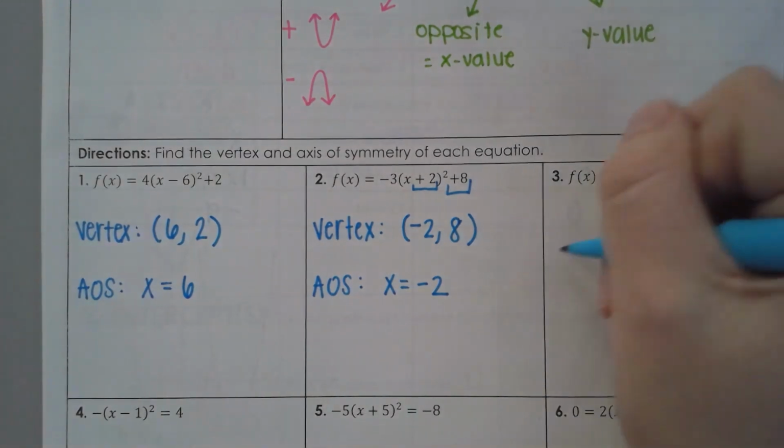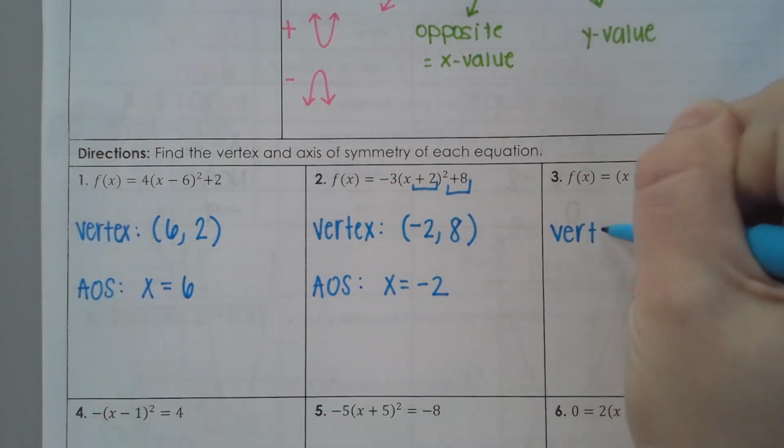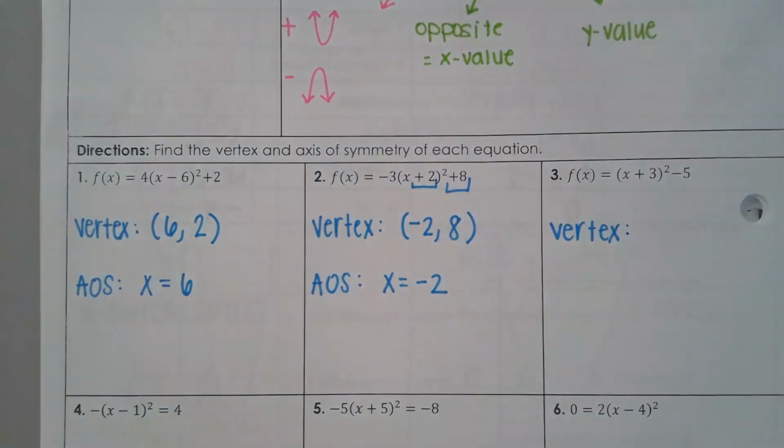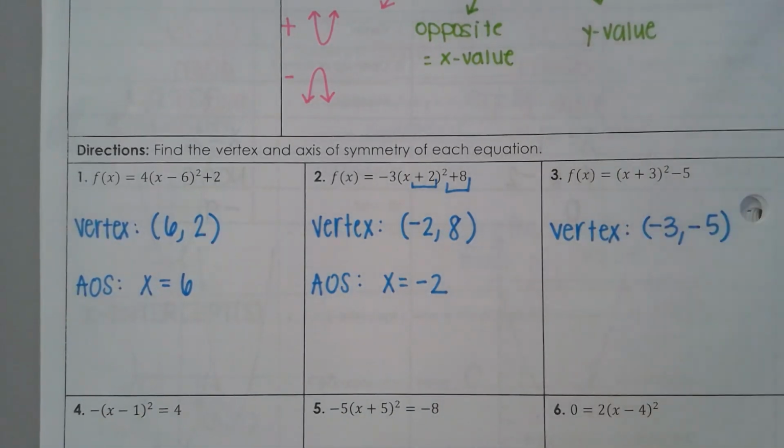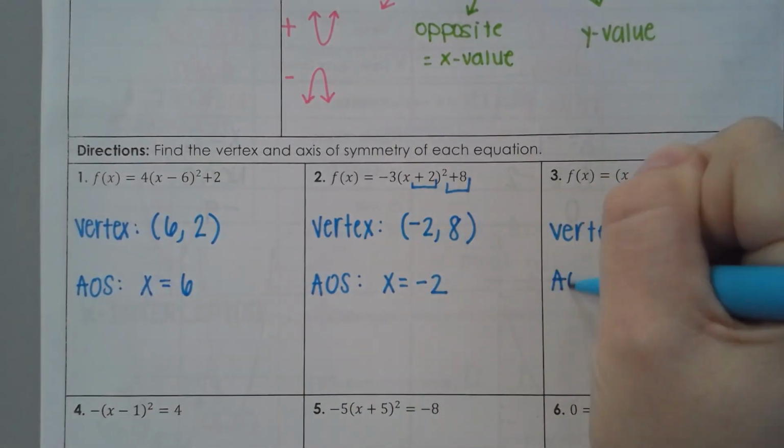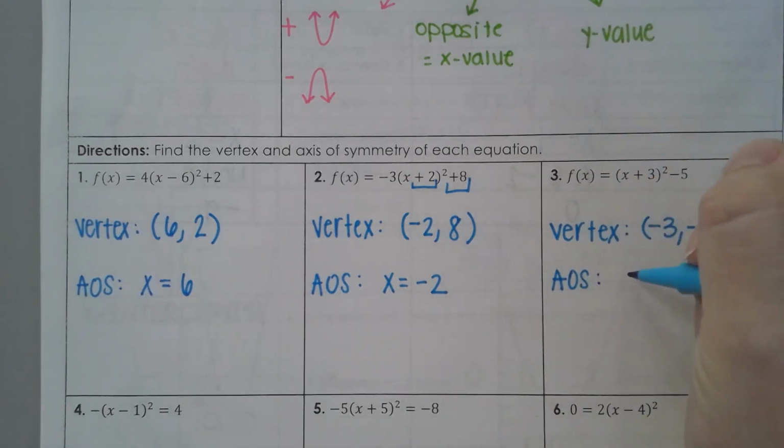Number 3, my vertex is negative 3, negative 5. And the axis of symmetry is x equals negative 3.